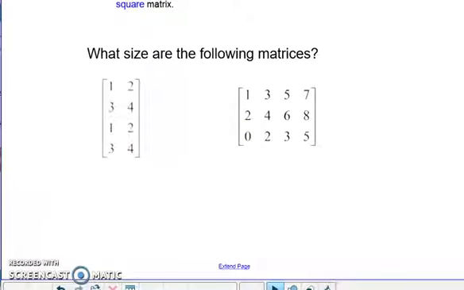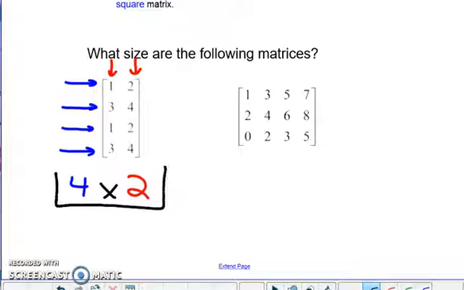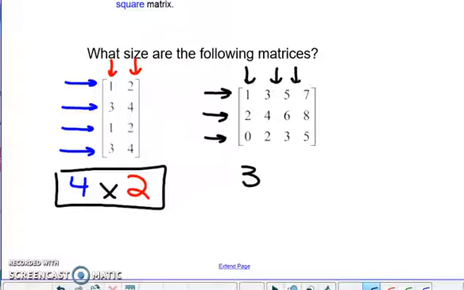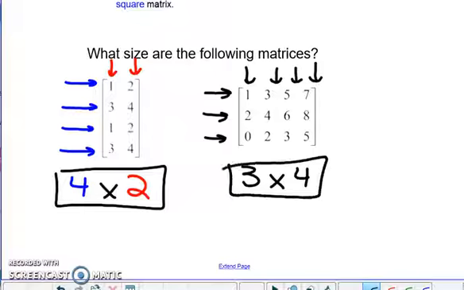All right, if I take a look at these matrices, how many rows does it have? 1, 2, 3, 4. How many columns does it have? 1, 2. So this is a 4 by 2. This one has 3 rows, 4 columns. Okay, rows are first, columns are next.